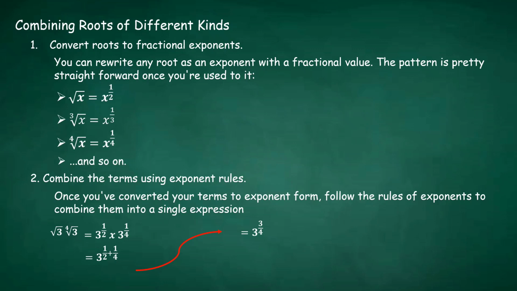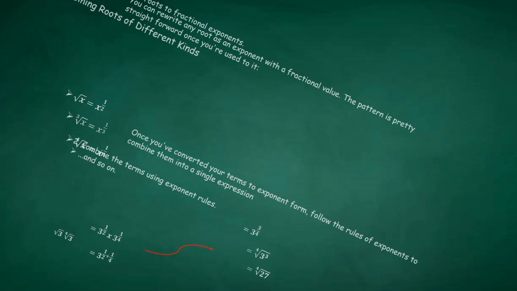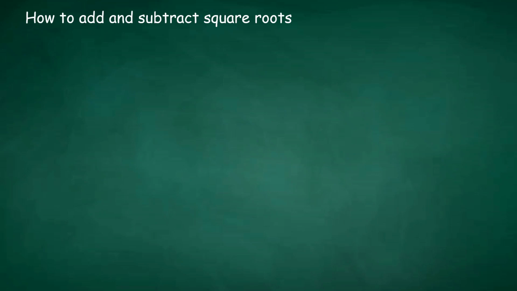Once you have a single term with a fractional exponent, rewrite it as a radical expression. The denominator moves to the root, and the numerator stays as an exponent. If you have any multiplication or exponents left, calculate them so your final answer is in simplest form. 3 raised to the power of 3 is equal to 27, so the final answer is the fourth root of 27.